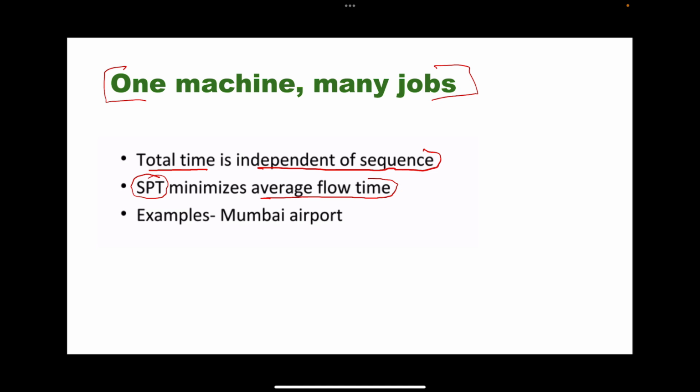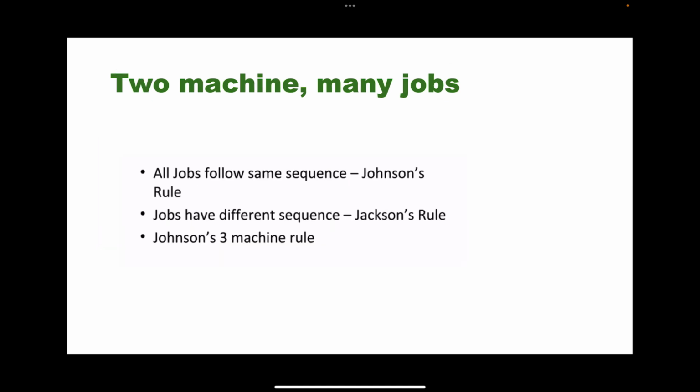In this case, the shortest processing time minimizes the average flow time. In the case of airports and the like, we use this sequencing method, the shortest processing time, where the jobs which require the shortest processing time are prioritized. If you have two machines and many jobs, then we follow Johnson's rule. If the jobs have different sequences, then we follow Jackson's rule. If there are three machines, we will follow Johnson's three machine rule, which we will discuss in the next lecture.